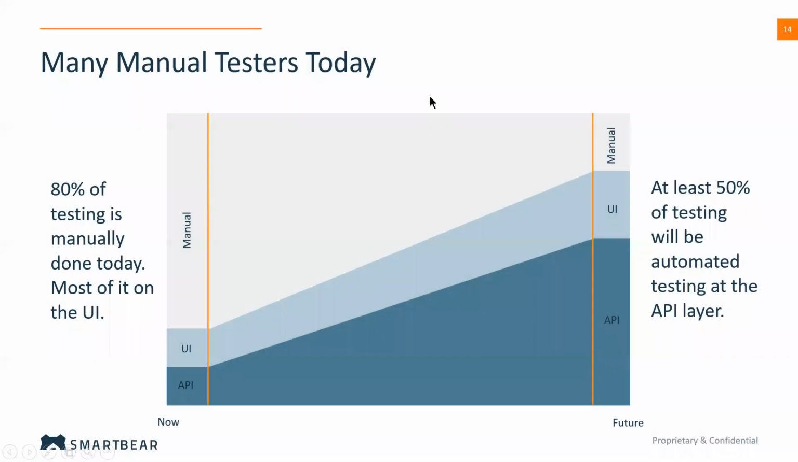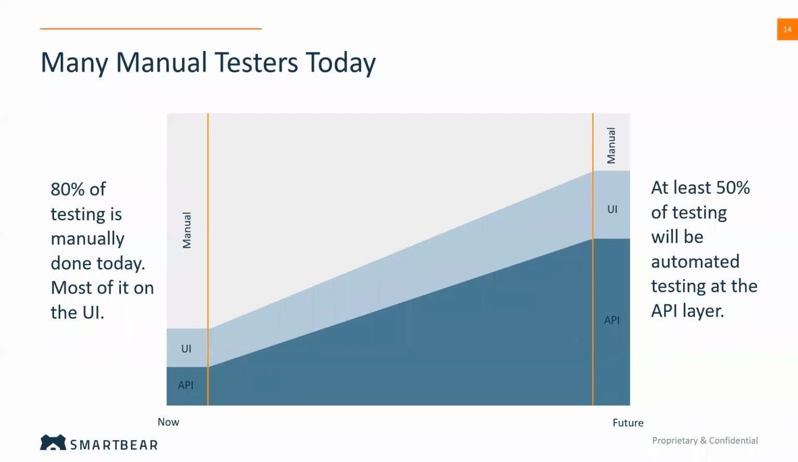So here's just a little bit of research based on some surveys we've carried out in the last year. 80% of testing is manually done today, and most of that is on the UI. I think a lot of the reason for that is just because it's the most obvious. And if you're not that technical, maybe you're just going to focus on the front end. This is what the user sees. This is what I want to focus on.